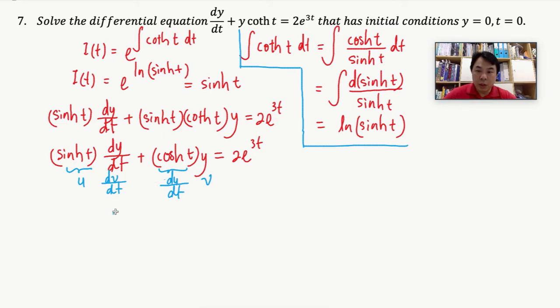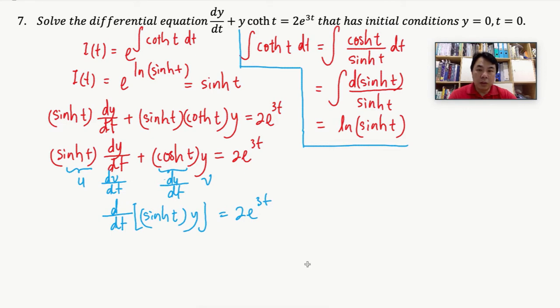So from here, we can deduce that this can be simplified as sinh t multiplied with y. Then that should yield 3t here.